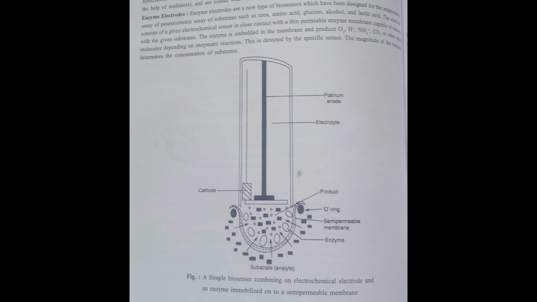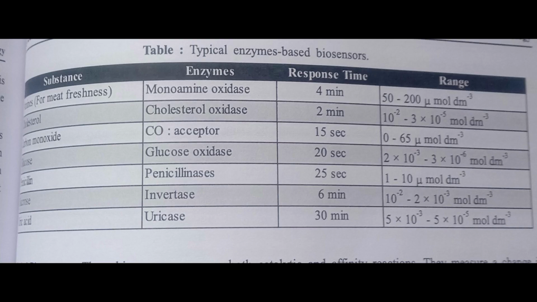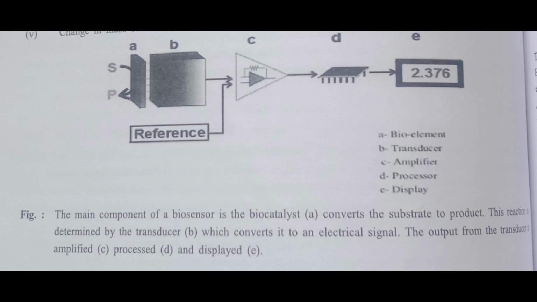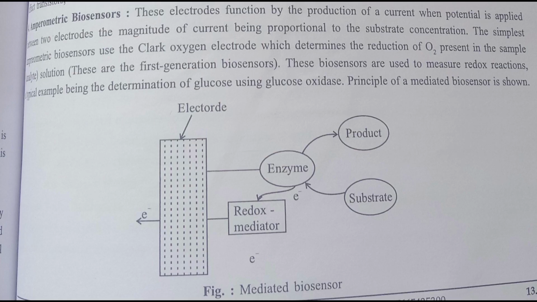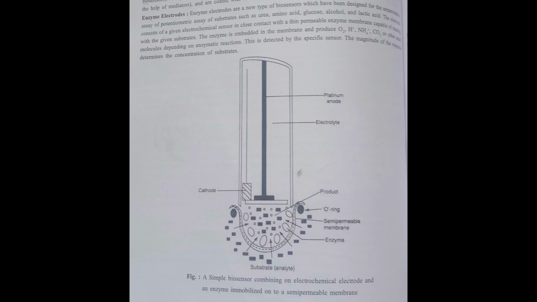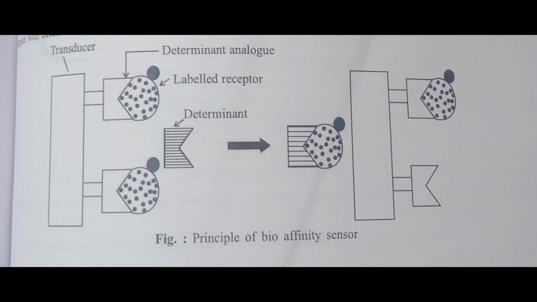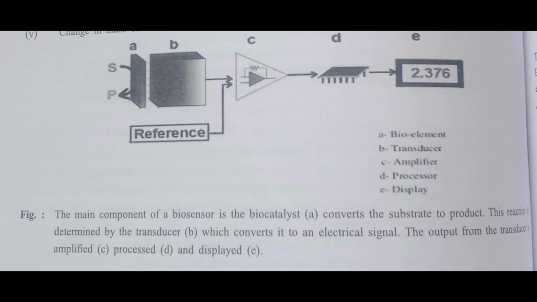In this biosensor, a receptor is radio labeled and allowed to bind with the determinant analog immobilized on the surface of a transducer. When the determinant is present, the labeled receptor forms an intimately bound complex with the determinant. Finally, the radio labeled receptor-determinant complex is removed from the immobilized determinant analog, resulting in the release of labeled receptor. This is measured by the reduction in signal of labeled receptors.